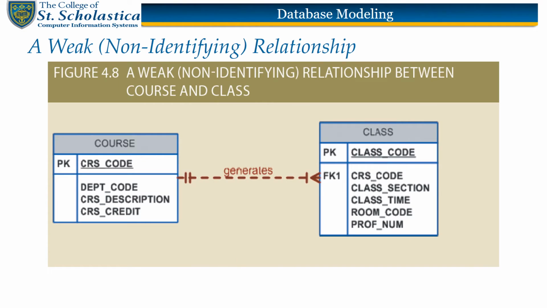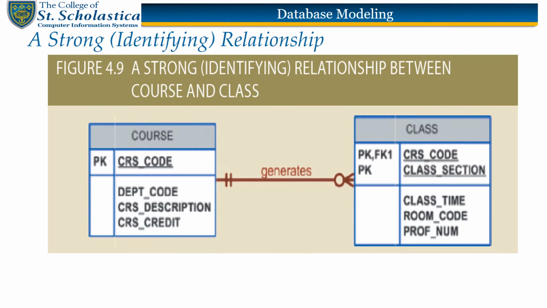In Figure 4.8, a weak relationship exists between course and class because course_code, the primary key of the parent entity, is only a foreign key in the class entity. In this example, the class primary key did not inherit a primary key component from the course entity. The crow's foot notation depicts a weak relationship by placing a dashed relationship line between the entities.